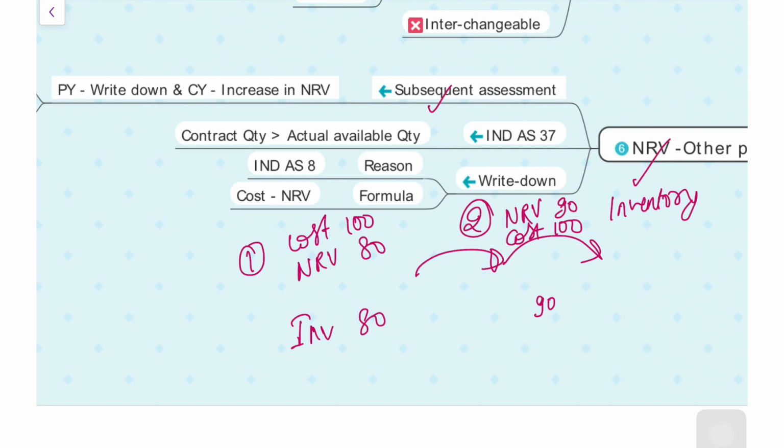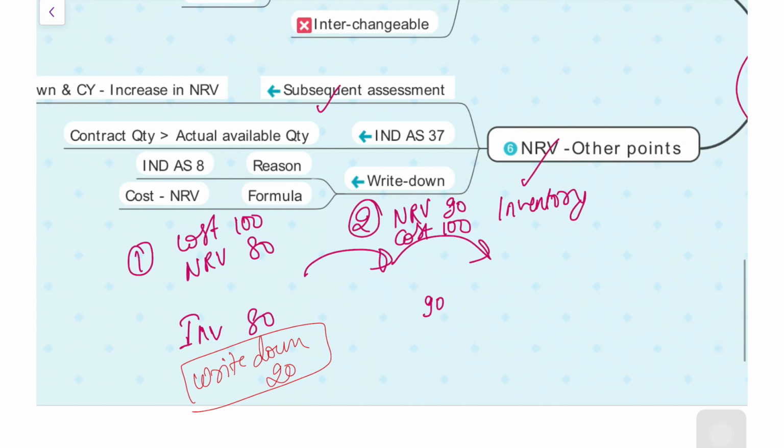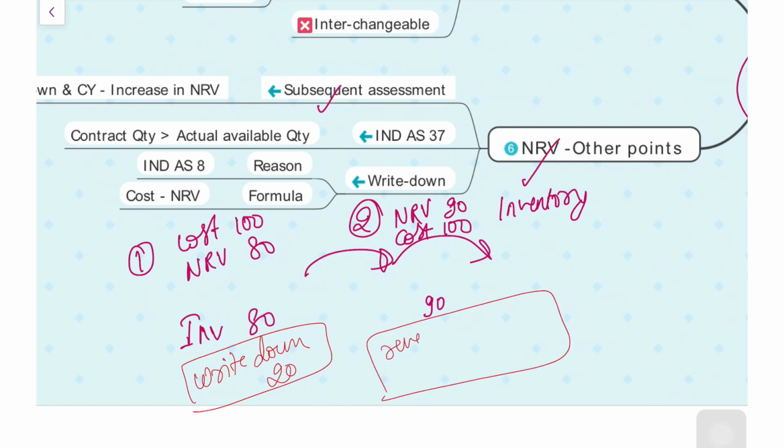So here what will you do? In the previous year you would have made a write-down or write-off of 20 rupees from the inventory. This year, the inventory value has gone up to 90. So here you have to do the reversal of write-down. From last year, how much can you reverse this year? You have to account it at 90 rupees. Answer me, how much are you going to reverse this year? You are going to reverse 10 rupees this year.